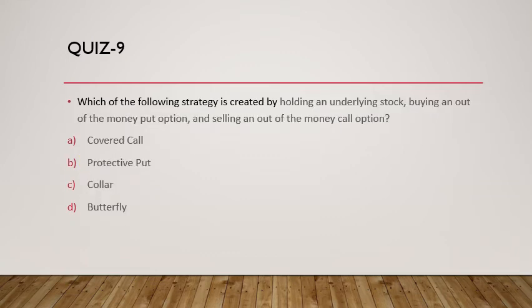We move on to question 9 now. Which of the following strategies is created by holding an underlying stock, buying an out of the money put option and selling an out of the money call option? This kind of a strategy where you are working on stock, put and call option, is called the collar strategy. In case of a covered call, you only use the call option. In case of a protective put, you only use the put option along with the stock. A butterfly can be created with call and put both, but to have the stock and combine two options, you end up creating what is called the collar strategy.